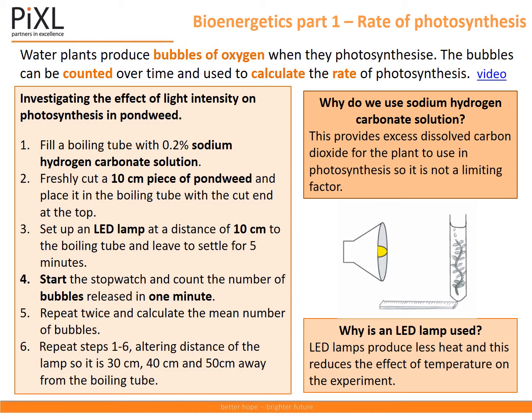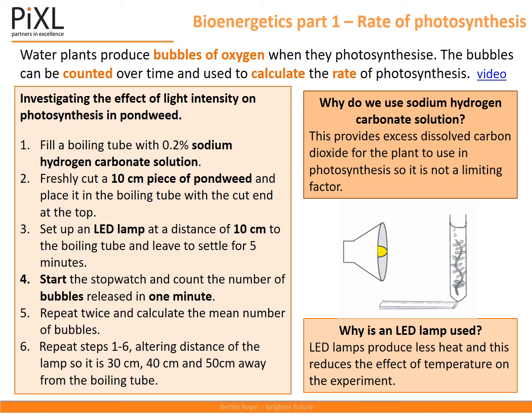Now, on the left-hand side, there is an example of a method that you could use to carry out this practical. So you can fill a boiling tube with 0.2% sodium hydrogen carbonate solution. Now, the reason we add sodium hydrogen carbonate solution is because it provides carbon dioxide for the plant to make sure that carbon dioxide is not a limiting factor. We then add to the boiling tube a length of pondweed, and we can cut the end at the top, and that just makes it easier to see the bubbles.